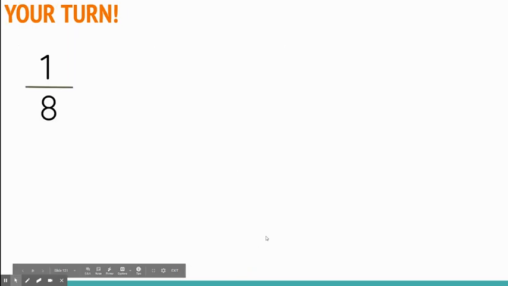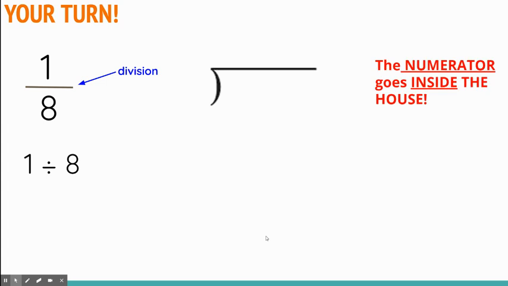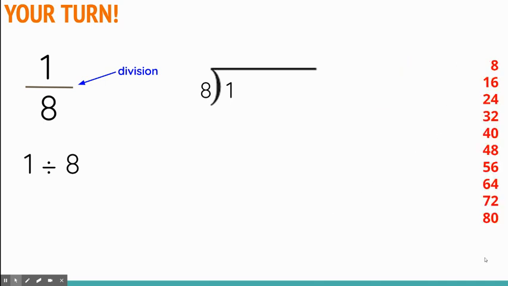So let's look at 1/8. If I have that fraction bar as division, and I write my division problem as 1 divided by 8, I'm going to set up my division problem. I'm going to remember that the numerator goes inside the house. So even though 1 is such a small number compared to 8, it does go inside the house. So I have 1 divided by 8. And then before I start my division, I'm going to list all my multiples of 8 down the side. So I have 8, 16, 24, 32, 40, 48, 56, 64, 72, and 80.